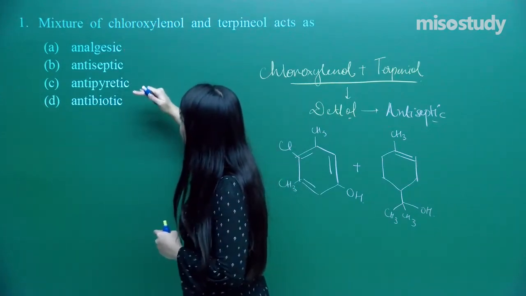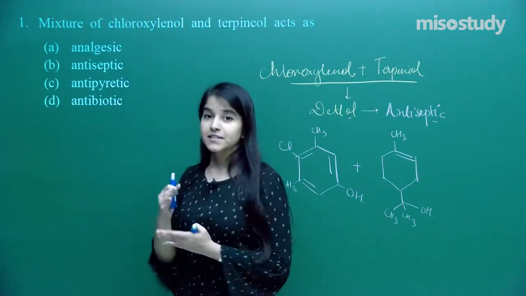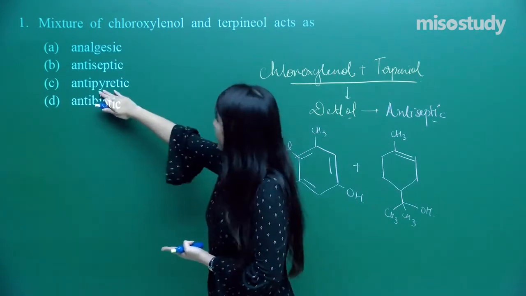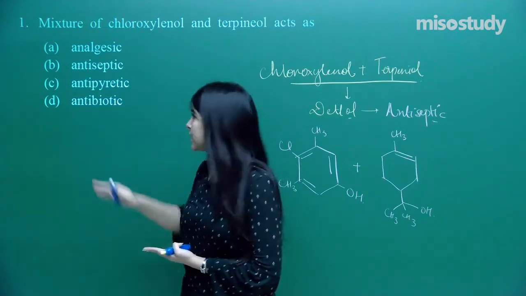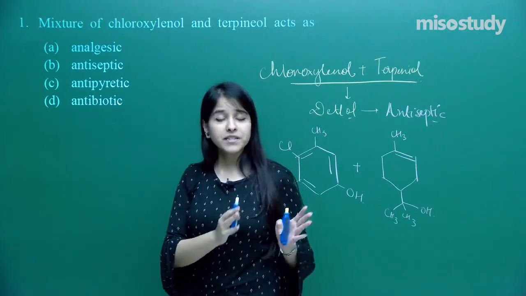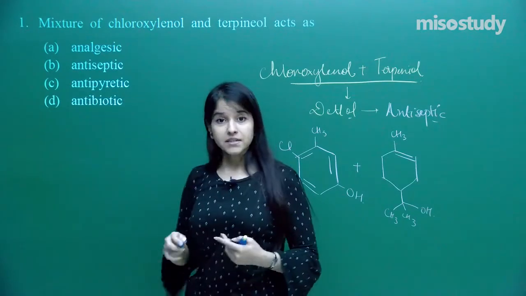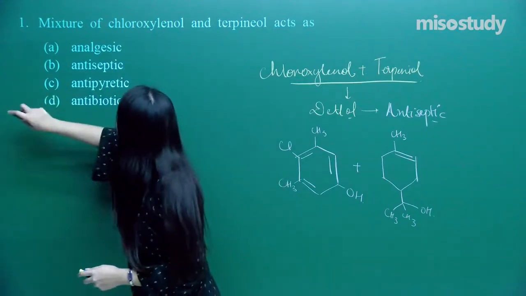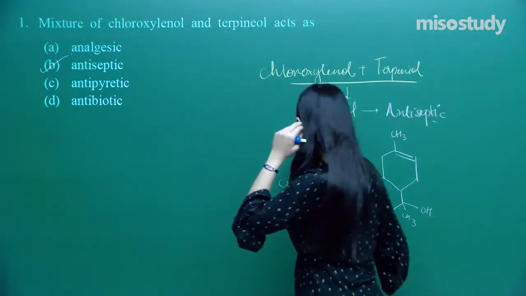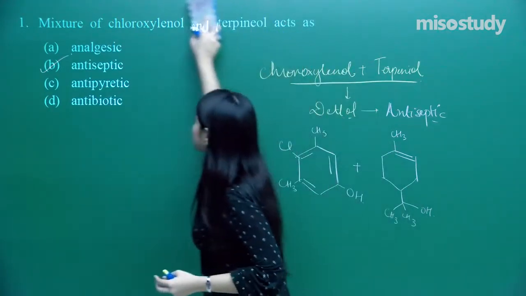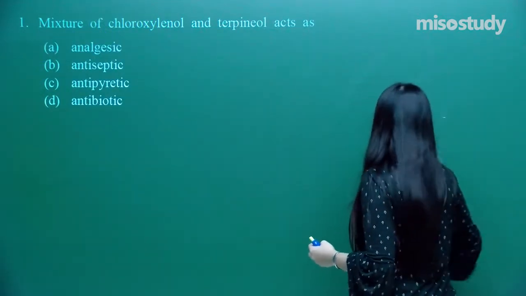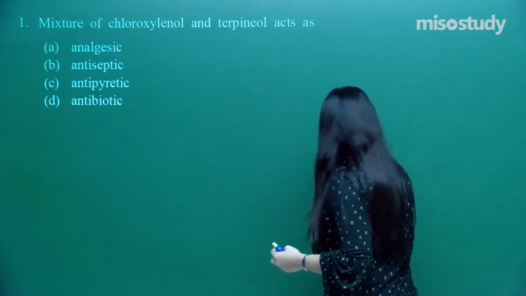Analgesic, antiseptic, antipyretic, antibiotic. What is analgesic? That is the painkillers. Antiseptic, we all know, it actually kills the bacteria. Antipyretic, what is antipyretic? It reduces the fever, and antibiotic again stops the growth of the bacteria as well as kills the bacteria. That is what antibiotic does. So I hope you have got the answer over here, which is B, that is antiseptic. Now let's move on to the next question. So these are the types of questions which come from the chapter chemistry in everyday life. Not a big deal, you just need to have a proper knowledge of it.